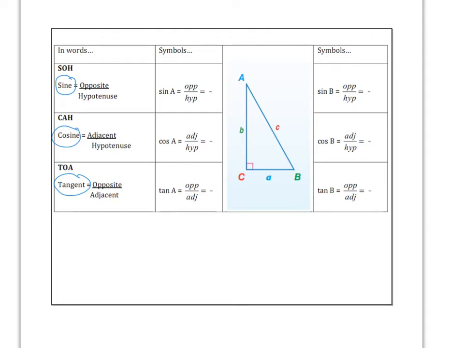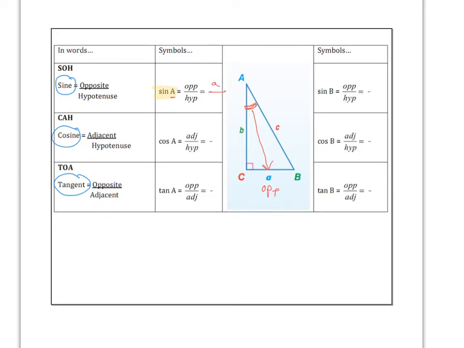Let's say we wanted to find the sine of A. Well, the sine is always opposite side over hypotenuse. So we go to capital A, which is this angle right here. Then we have to find the side that's opposite of it. All the way across the triangle, little a, or side CB, is opposite of angle A. So the opposite side is little a.